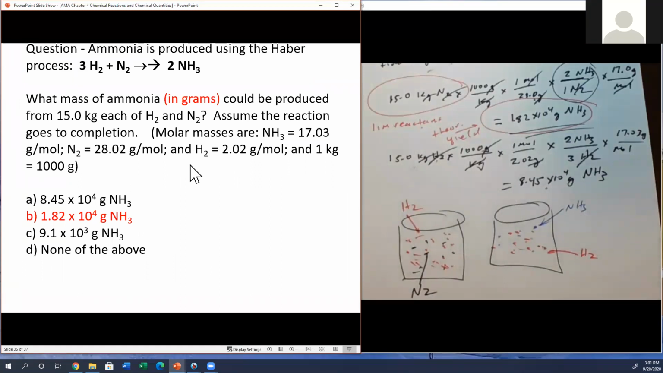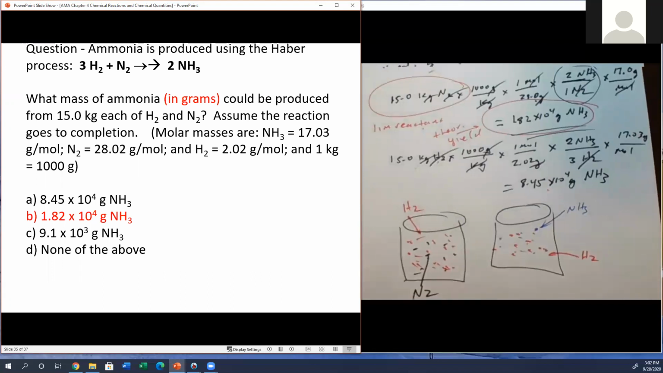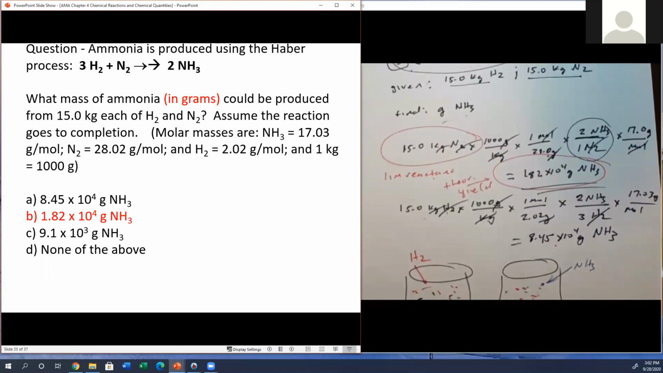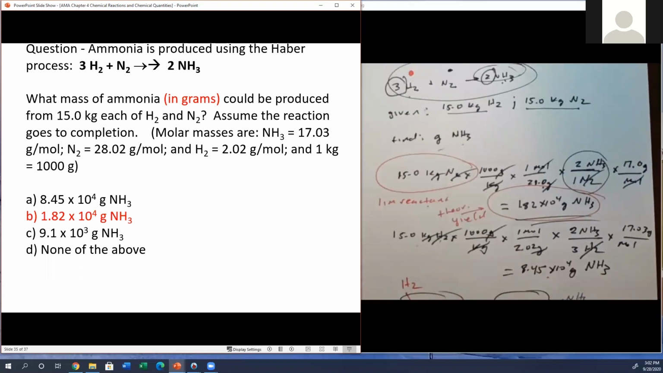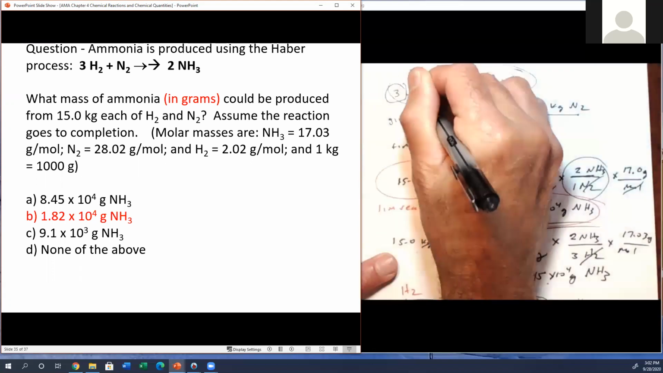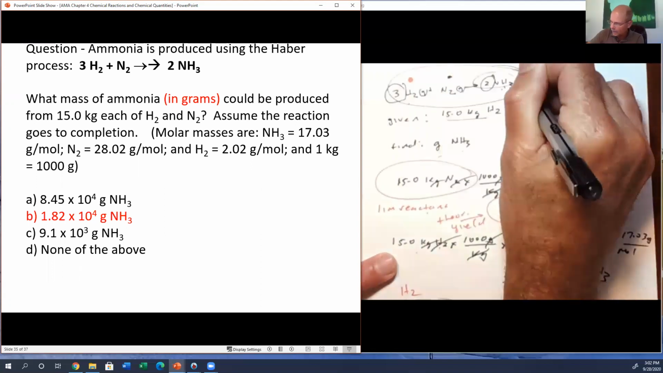Wait, I've got one more question. Will the state of the excess hydrogen be the same as when it was a reactant? So in this case, will the excess hydrogen still be in the same state as it was when it was a reactant? Yeah, these are gases, and it will be in the same state.